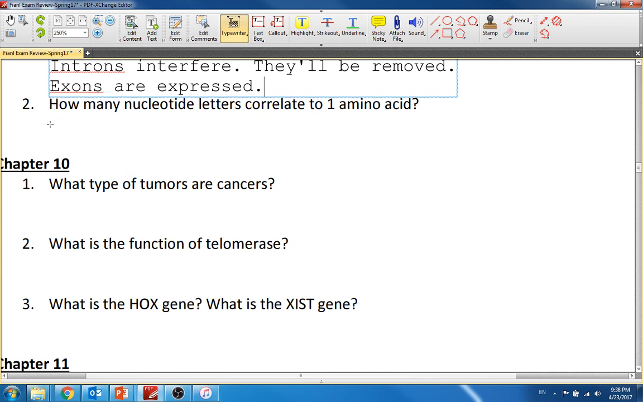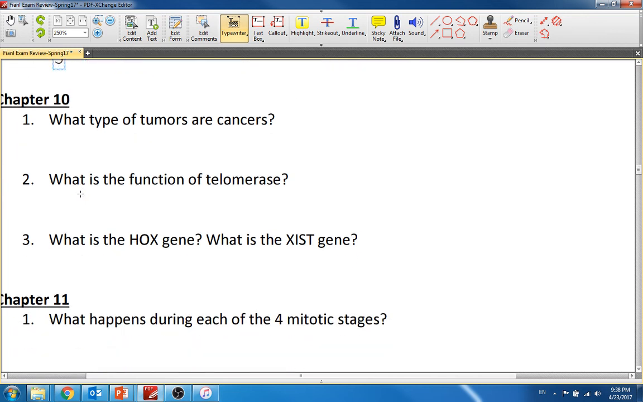How many nucleotide letters correlate to one amino acid? The answer is 3. Chapter 10, question number 1. What type of tumors are cancers? There are 2 different types of tumors, malignant and benign. So the benign ones do not cause cancers. They're harmless. The malignant tumors will metastasize and will cause cancers.